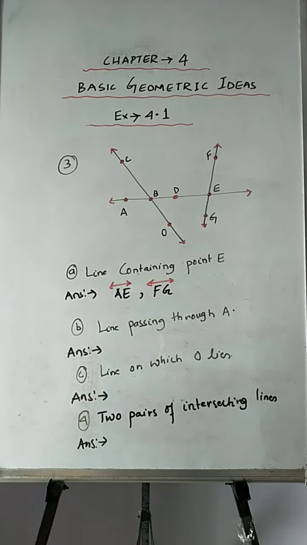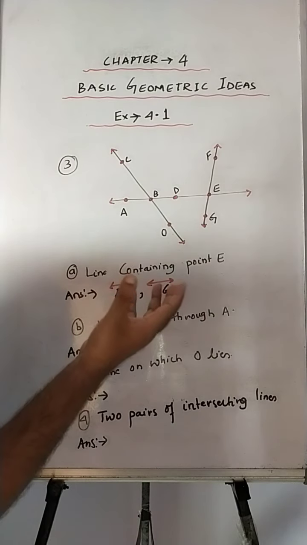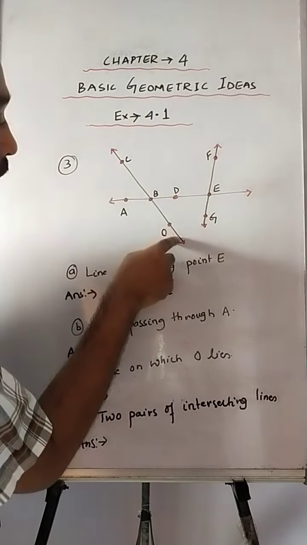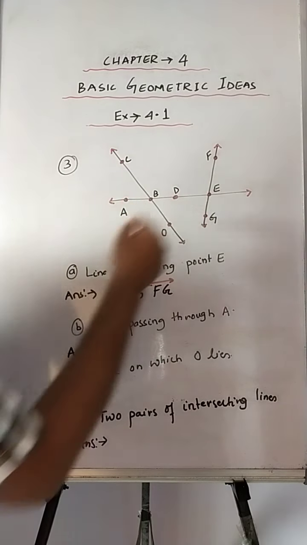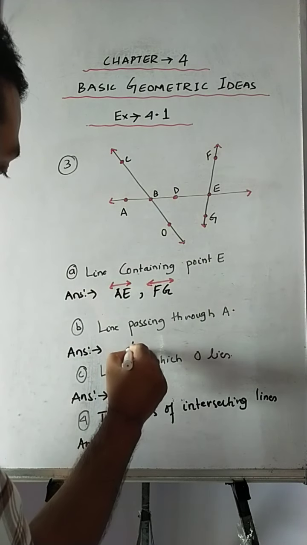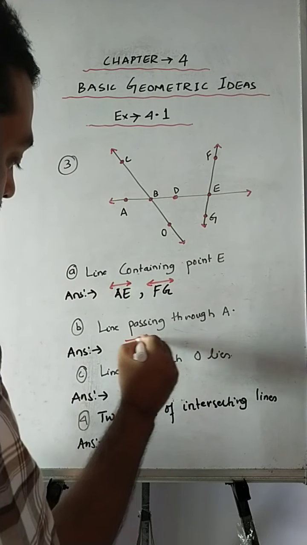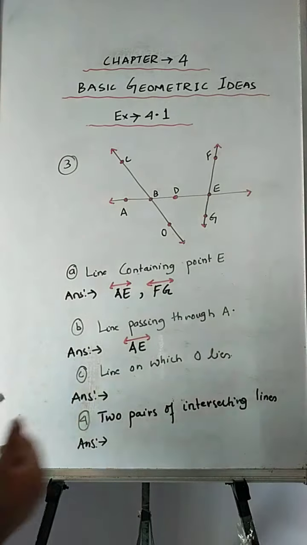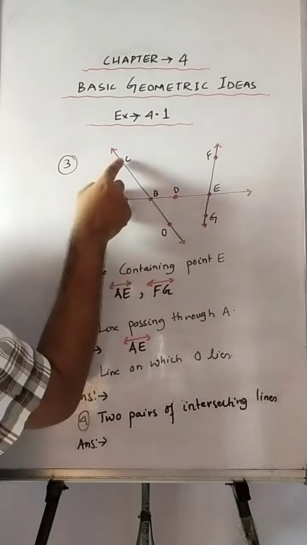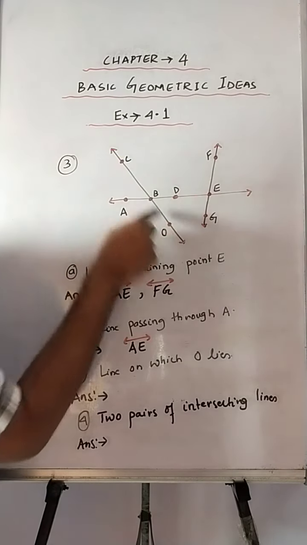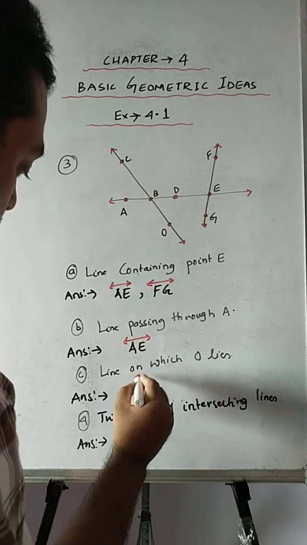Now the next question is the line passing through A. Again you have to check which line has a point A. This line, no point A. This line, no point A. This line, yes, point A is there. So what is the name of this line? We can name it as AE only. So AE is a line which is passing through point A. Now let's think of the line on which O lies. O is here. So this is a line which has point O on it. How to name this? CO, as simple as this. As CO is a line, we have to put a symbol over it.